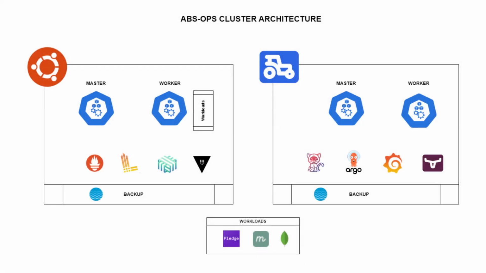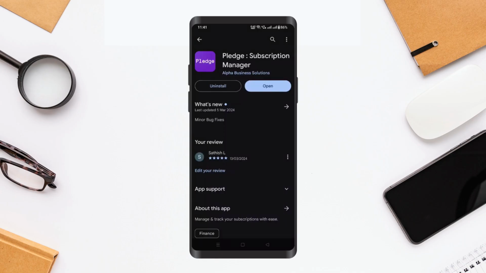This is our ABS Ops architecture, which consists of 2 clusters. Left side is MicroK8s cluster, and the right side is RK cluster. The workloads are running in the MicroK8s cluster, whereas RK acts as an observability cluster. To make our demo more realistic, we are going to use our Pledge Android app backend source code.